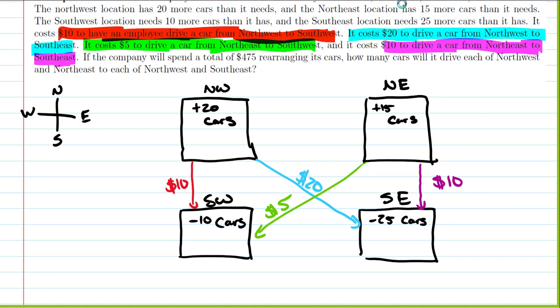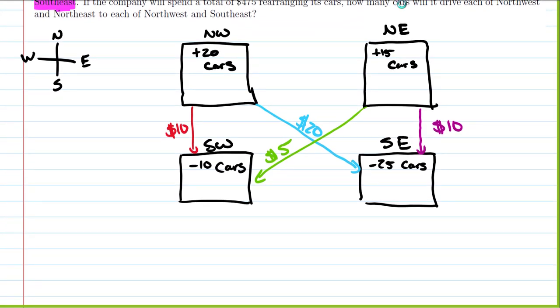All right. And last sentence. If the company is going to spend a total of $475 rearranging its cars, how many cars will it drive from each of these locations to each of the others? Okay. So we need some variables, right? So what seems like it would be a good variable? What are the things that we have the price per? Well, we know the rate or the price per driving a car from each location, right?